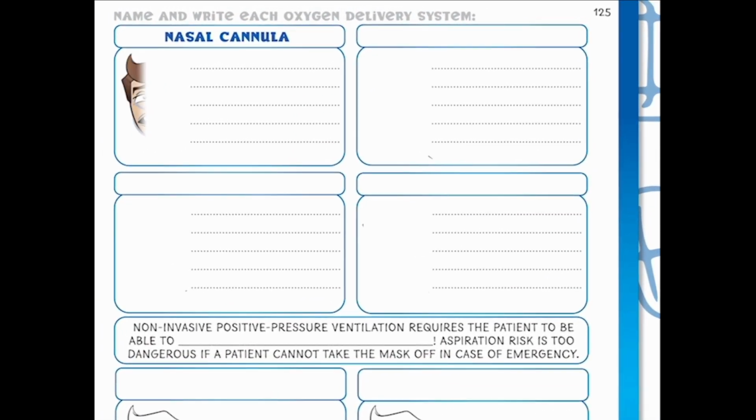This is used for our patients that require a low to moderate increase in oxygen concentration. So we can give 1 to 6 liters per minute in our adult patients, and essentially this equals 24 to 44% FiO2. This nasal cannula is pretty ideal for our patients that can breathe on their own and have no real need for any kind of higher intervention.